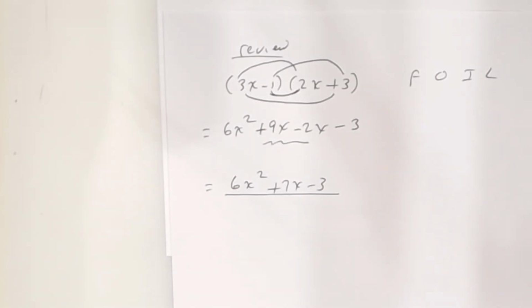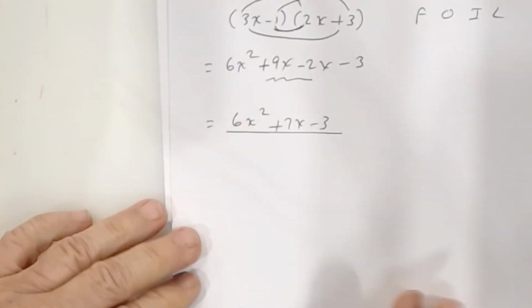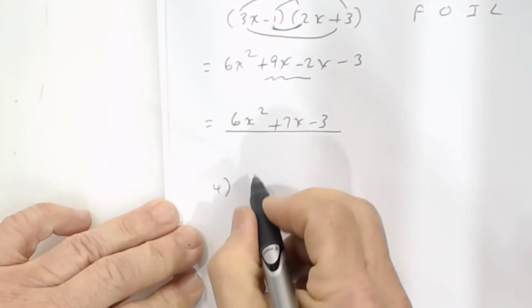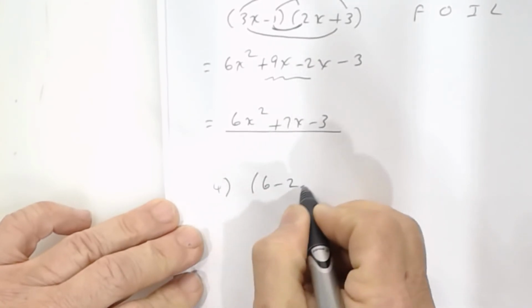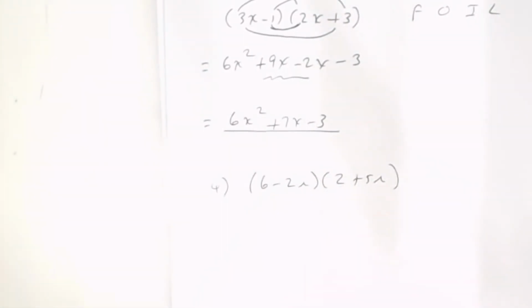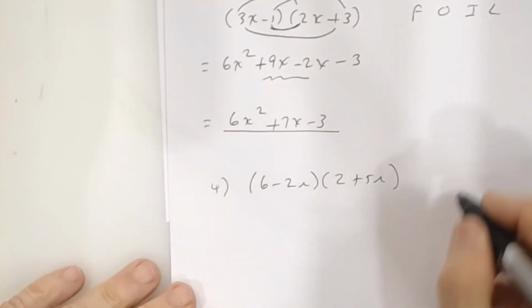Now that takes us to multiplying two complex numbers that look like this. So let's write this as number 4. 6 minus 2i times 2 plus 5i. I have a binomial times a binomial. What's the best way to multiply those two binomials? FOIL. So first, outer, inner, last.